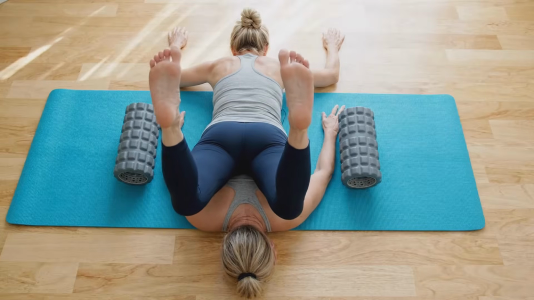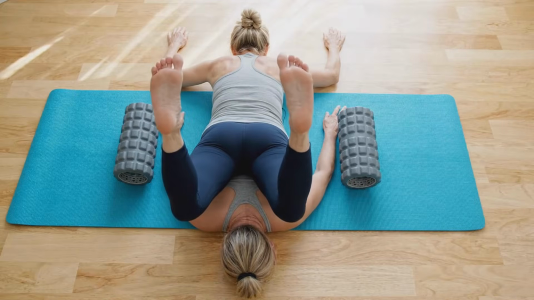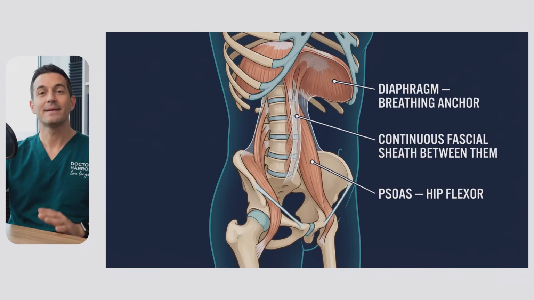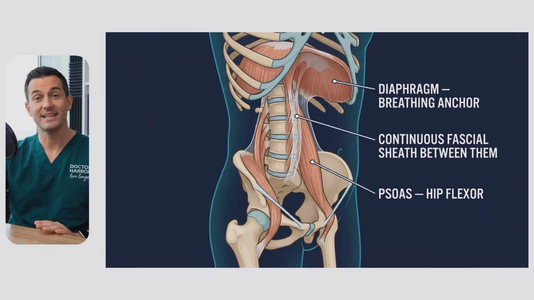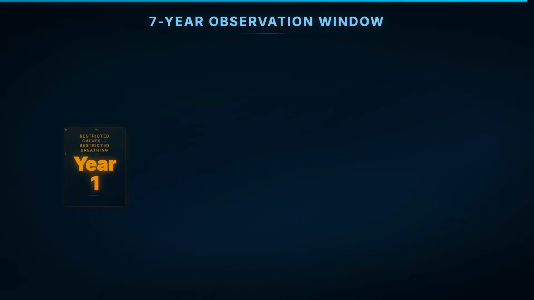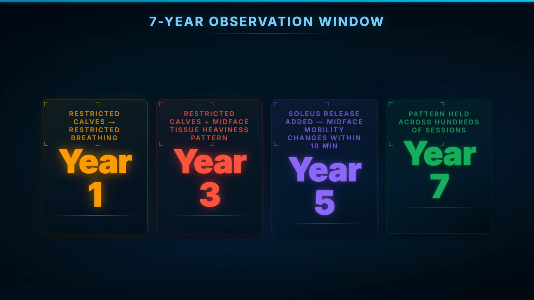Every structure along the deep front line is affected by chronic shortening at any single point. Your breathing is affected because the diaphragm sits on this line. Your hip mobility is affected because the psoas sits on this line. Your jaw tension is affected because the cranial base, where the line terminates, is the posterior attachment site for muscles that control mandibular position.